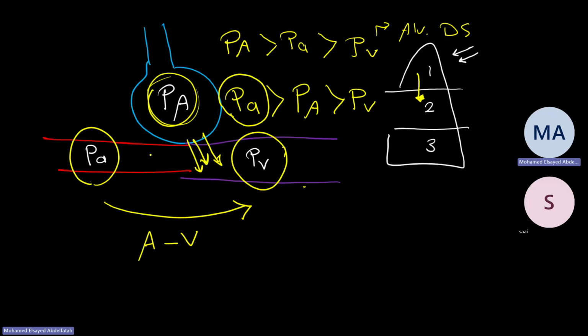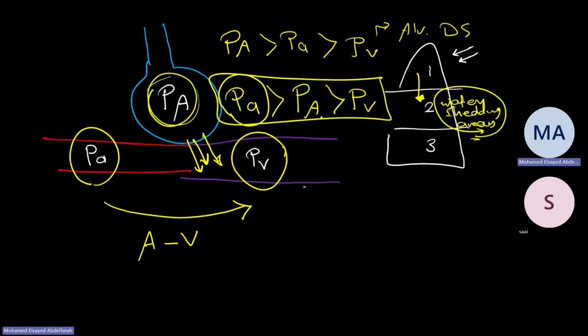So the blood flow from the artery to the vein is dependent on the pressure difference between the arterial pressure and the alveolar pressure, not the venous pressure. Sometimes they call this area the waterfall area. And this area is the best for gas exchange.